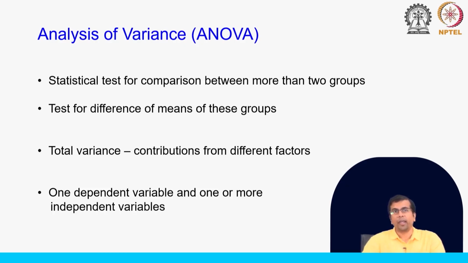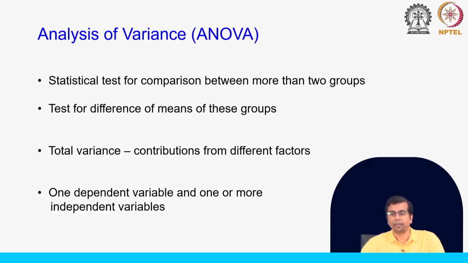So, in ANOVA we have one dependent variable. That is something we are predicting or something we are interested in, and one or more independent variables that actually determine the outcome or the dependent variable. So, we can classify ANOVA into different classes. We can do it in different ways.